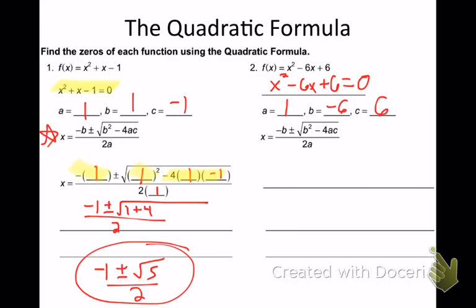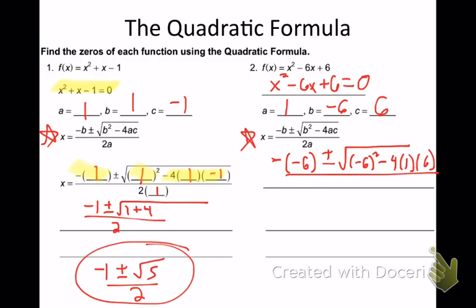Now I plug it into the quadratic formula. So there's my quadratic formula. I plug it in. So I have negative, parentheses, negative 6, plus or minus the square root, negative 6 squared, minus 4 times 1 times 6 all over 2 times 1. Does everybody see what I did there? I took A, B, and C and plugged it into the formula.